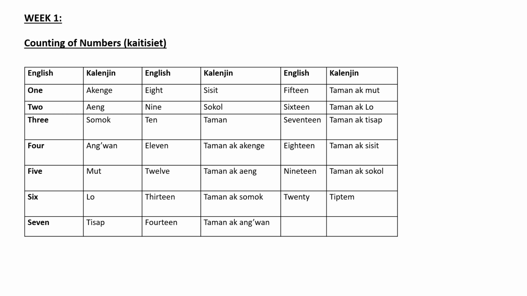Today we're going to learn about numbers, that is counting. Counting, we call it kaitishit. To count is kiit. So counting is kaitishit. I want us to learn from number 1 up until number 20, and then thereon we'll go forward from there up until 1000.